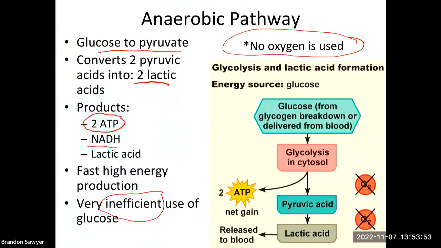But our body will resort to this when it needs ATP rapidly. When we're trying to sprint, or do something very fast that is just faster than our aerobic system can keep up with, then it'll use this pathway instead.